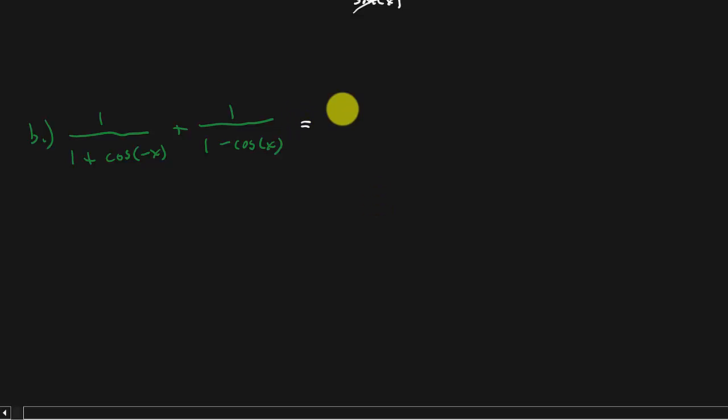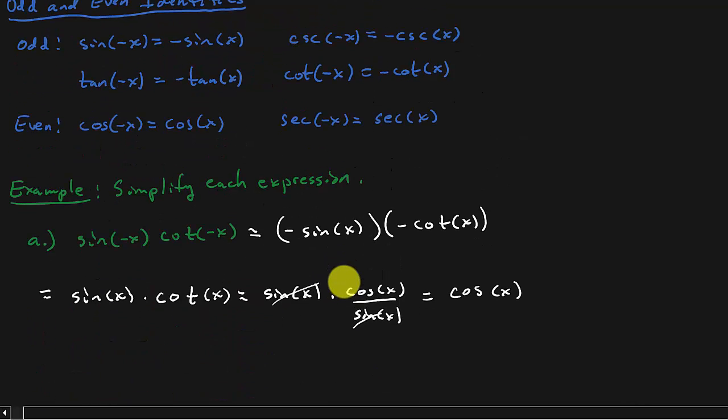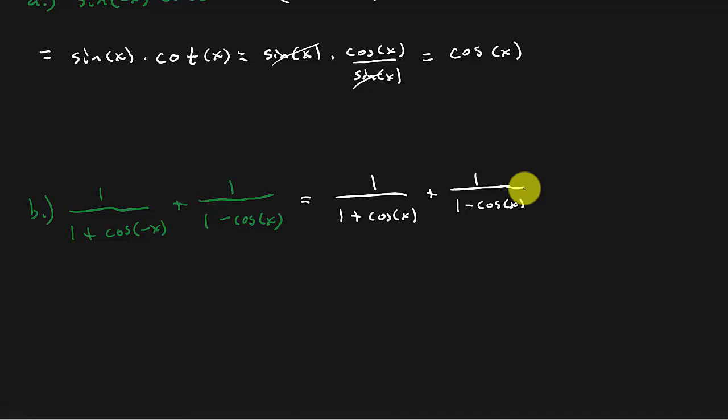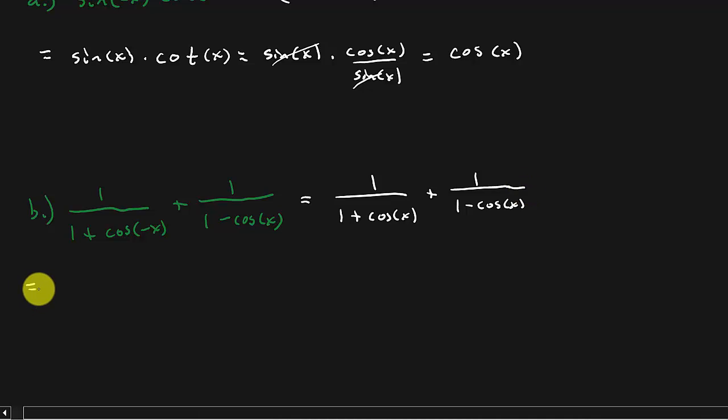So this one is what? 1 over 1 plus cosine x, right? Remember, cosine of negative x is just cosine x. All right, that's from the identity here. Cosine of negative x is cosine x. And then that's plus 1 over 1 minus cosine x. And so now let's combine these two together. Okay, let's combine them and simplify.